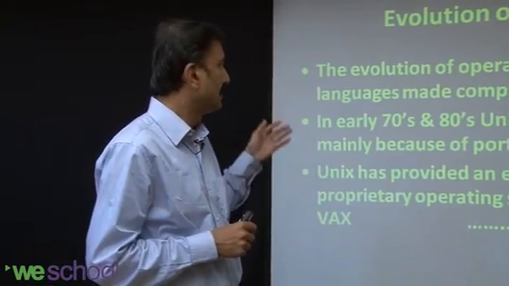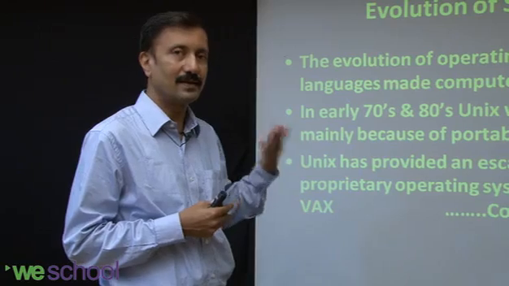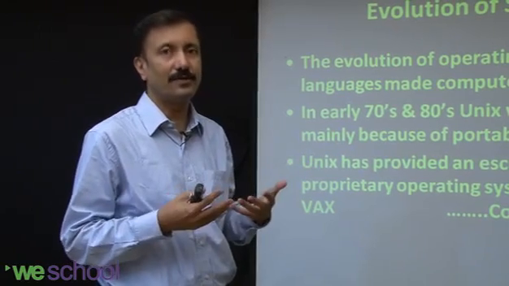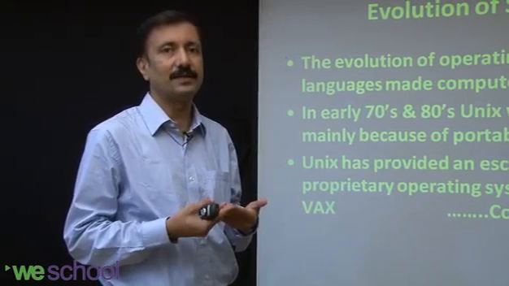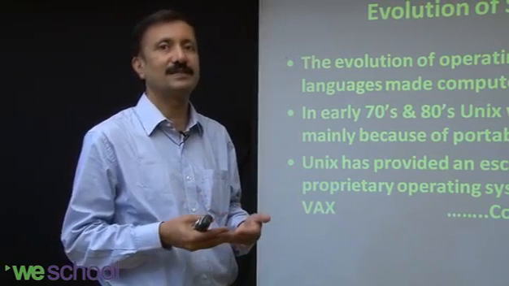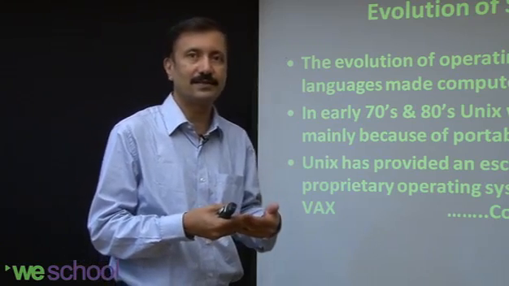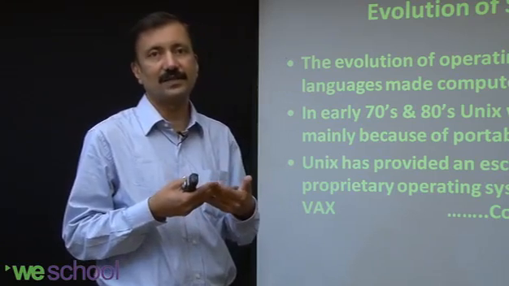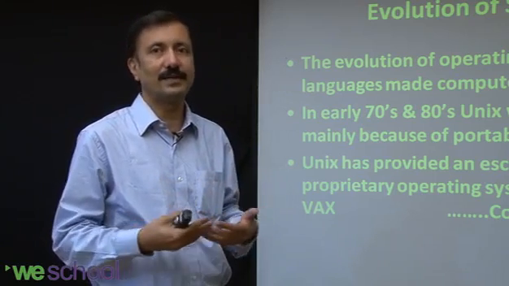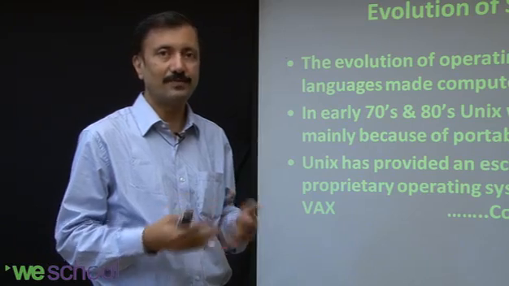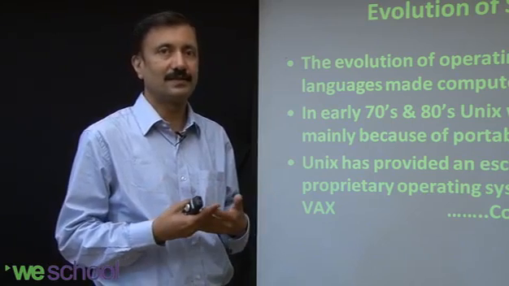The operating system is something which has evolved over time, and in earlier days there used to be proprietary operating systems. Each computer manufacturer would write his own operating system to suit the CPU which he had designed. For example, IBM used to have its own operating systems, and Digital, which was another very well-known company at that time, had the VAX operating system. They were very popular throughout the 70s and 80s, and they served their purpose.